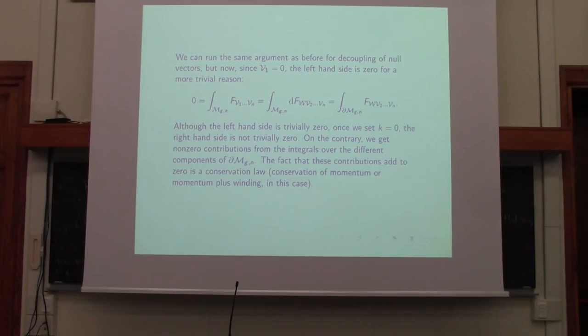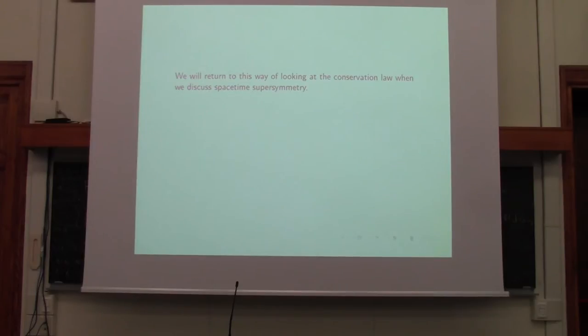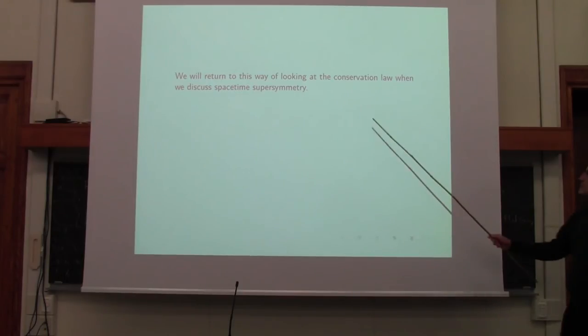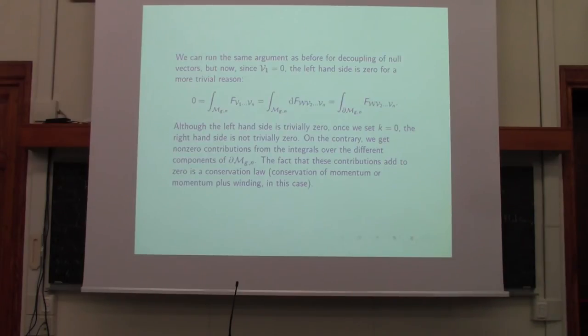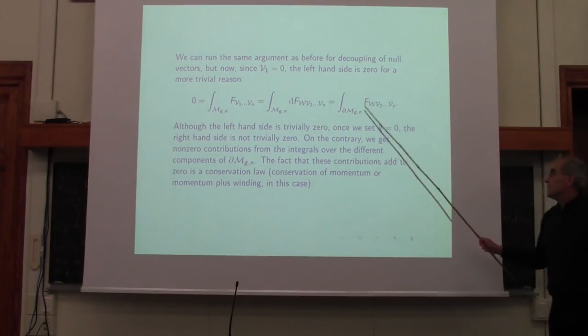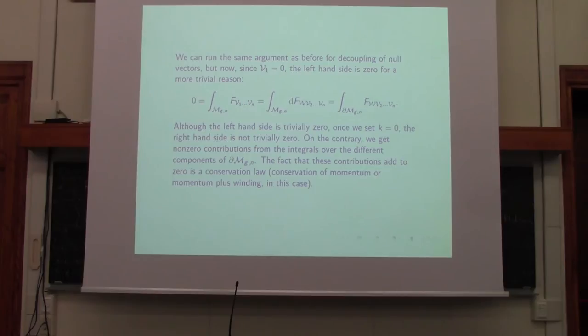And the fact that these contributions add to zero is a conservation law, which in this example of massless graviton null states is going to be conservation of momentum, or momentum plus winding in a compactified theory. So we'll return to this at the end. But for now, we'll just remember that there is this important special case. If the momentum is zero, there's another, more trivial reason for the correlation function to vanish, and that will teach us something new later on. Well, what it teaches us is this is zero. But we'll study that more carefully later.